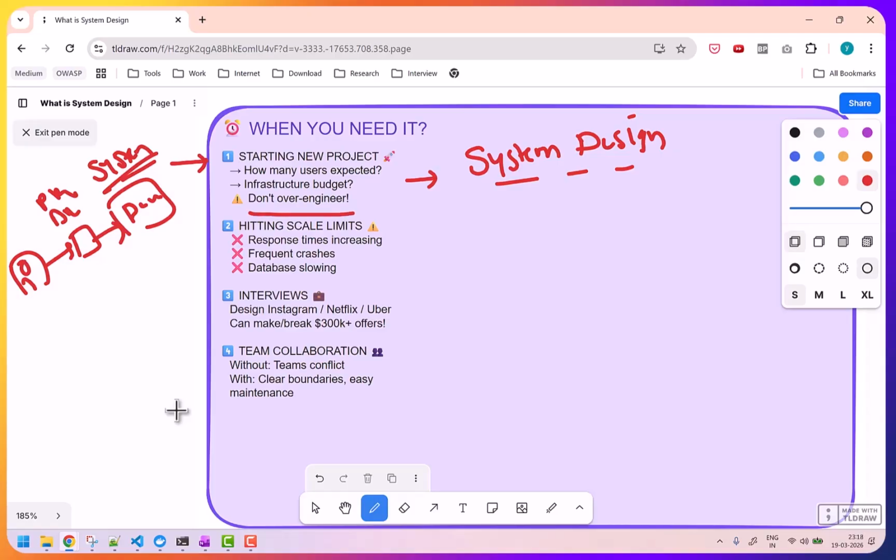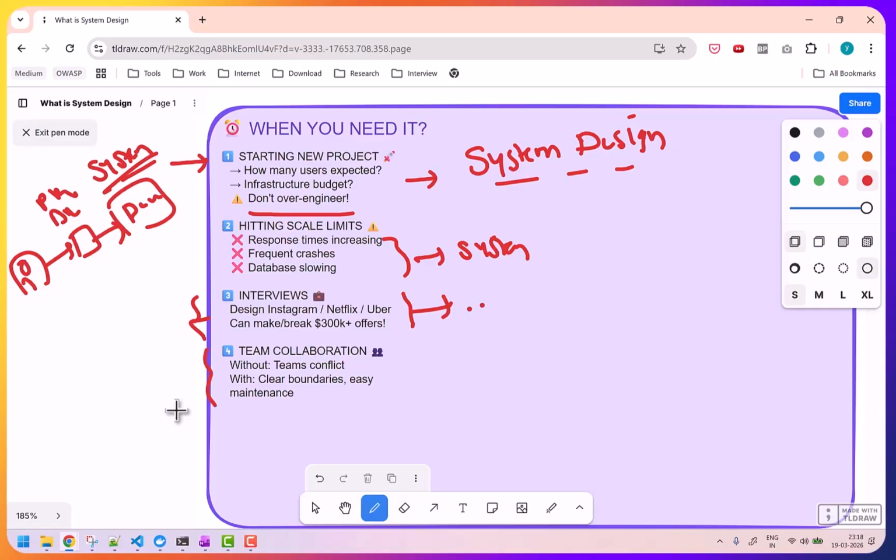Okay. Then hitting scale limit. In case your application response times are increasing with adding functionality, it is undergoing frequent crashes, database slowing down. If these are the symptoms, then you should consider system design. Then in interviews also, they will ask you. So there also you need system design.